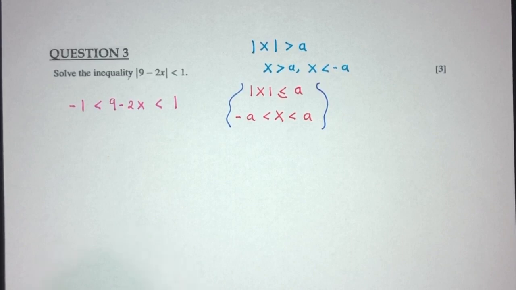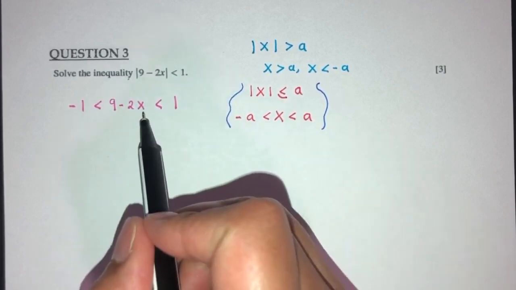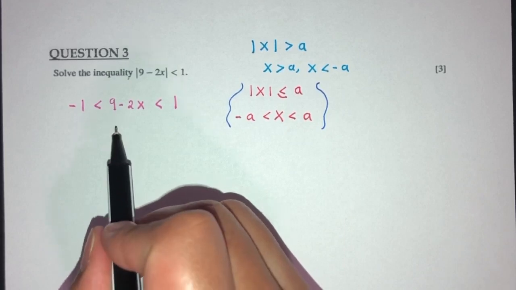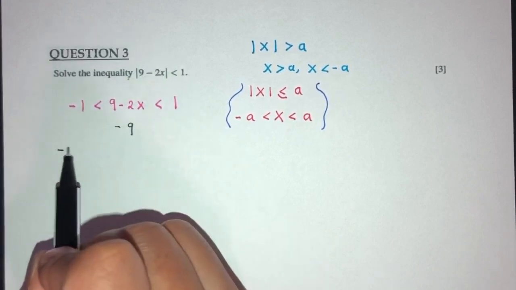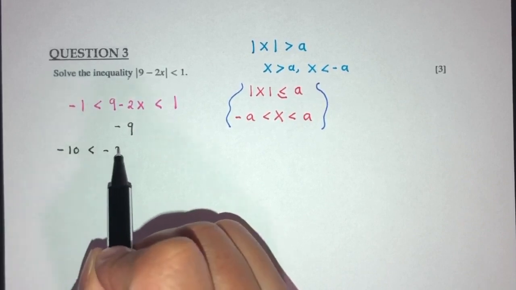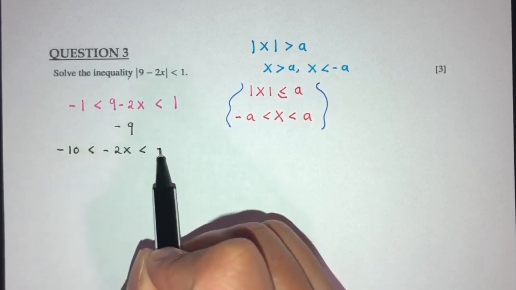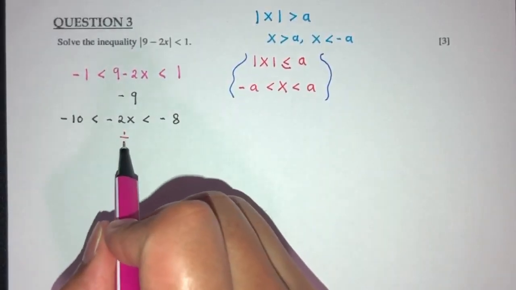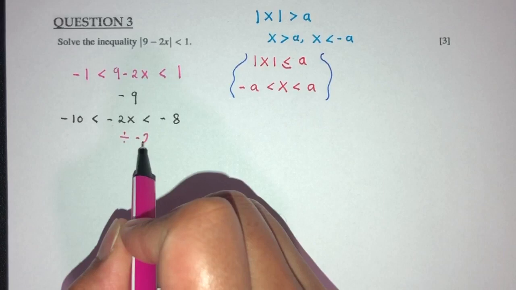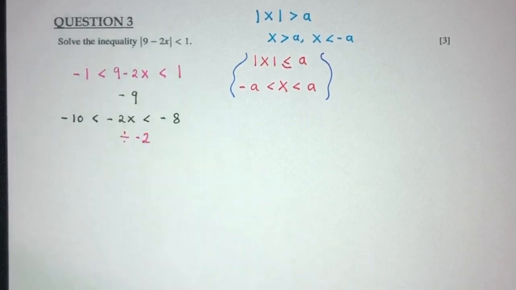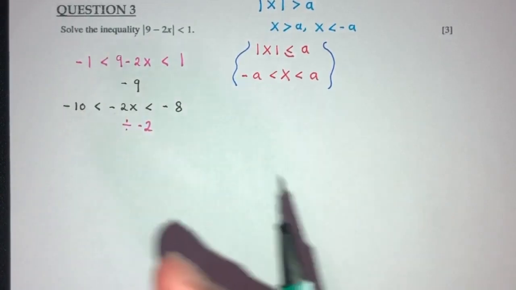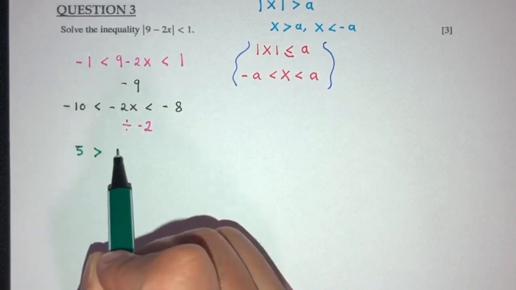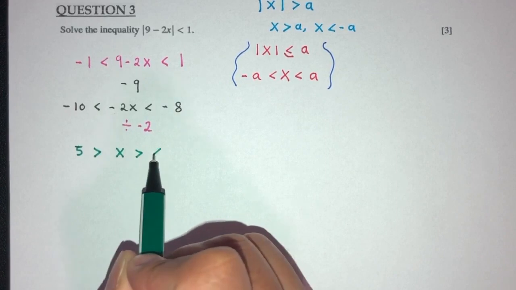Now, what do we do? We have to find the value of x. We have to first remove the 9. How can we remove 9? We have to minus 9 everywhere. That will become minus 10, minus 2x, and minus 8. Now to make x the subject, we have to divide by minus 2. As we have explained before, when you divide by a negative value, the direction will change. You will have 5 here, x, and this one.